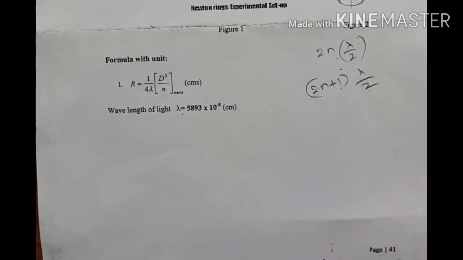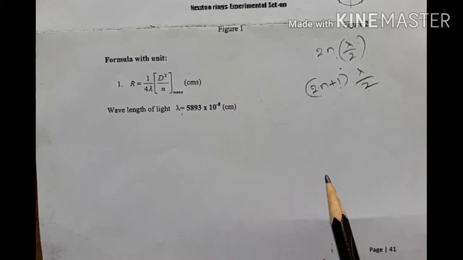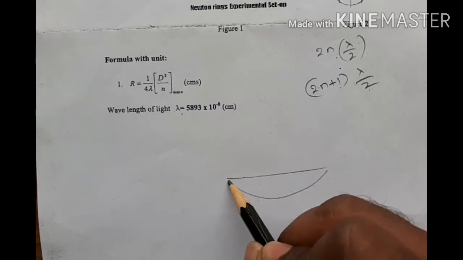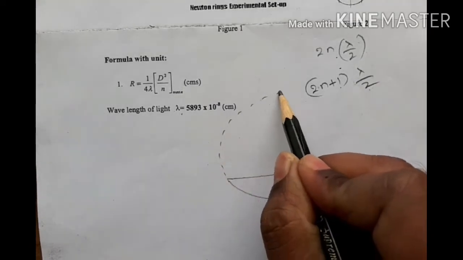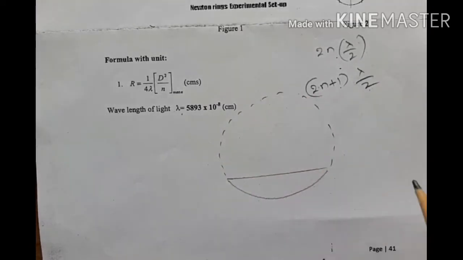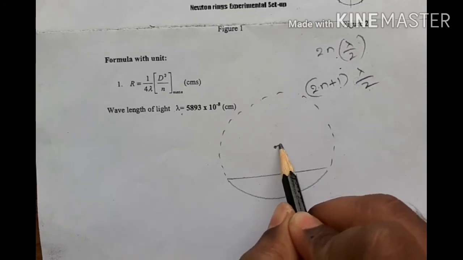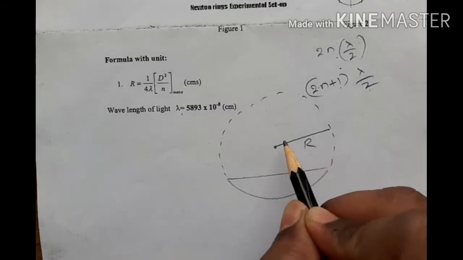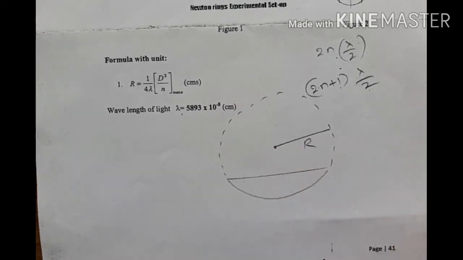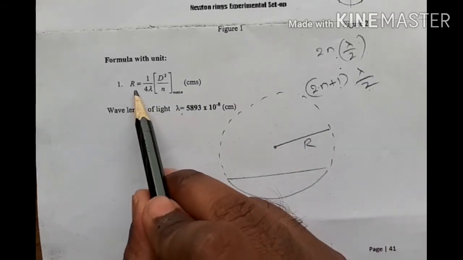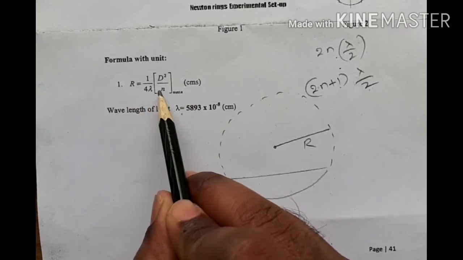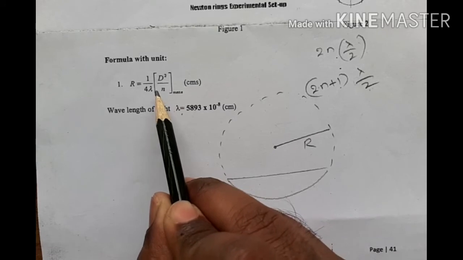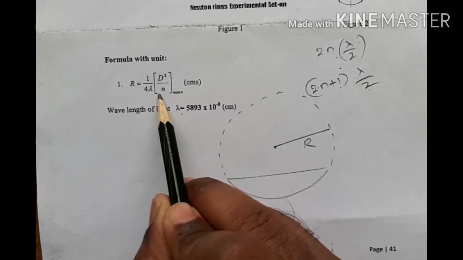In this experiment we are actually finding out the radius of curvature. Say this is the plano-convex lens. When I complete this, I will have a circle like this. We are going to find out the radius of curvature, that is R, by using the formula R equals 1 divided by 4 lambda into bracket d square divided by n. We can easily derive this equation from the geometry.